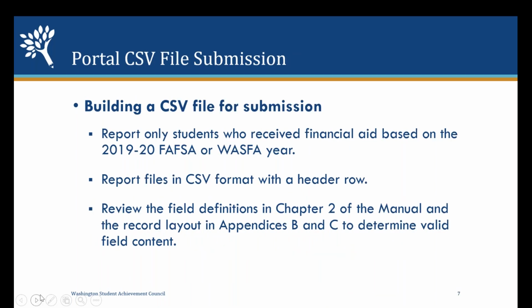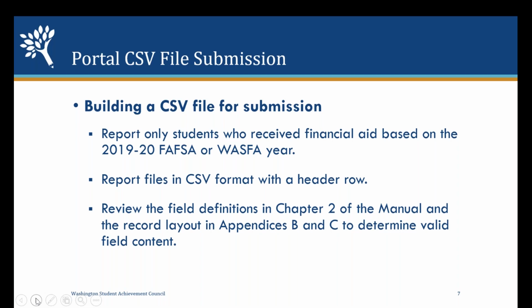So how do you build a CSV file submission? We want you to report only students who received financial aid based on the 2019-20 FAFSA or WASFA year. And for those of you who are new to financial aid this year, in case you are unaware, WASFA stands for the Washington Application for Student Financial Assistance. So it's the state application that we use for primarily undocumented students or students who don't want to complete the FAFSA for some reason. You report files in the CSV format with a header row. You have to have a header row or it will reject.